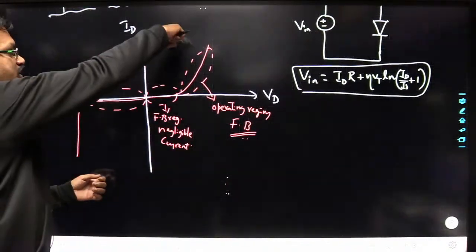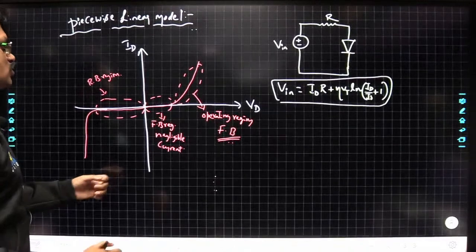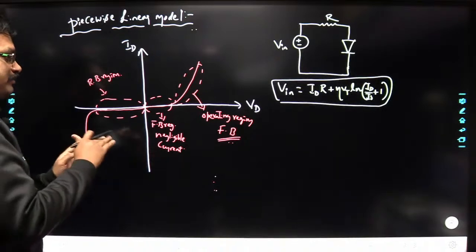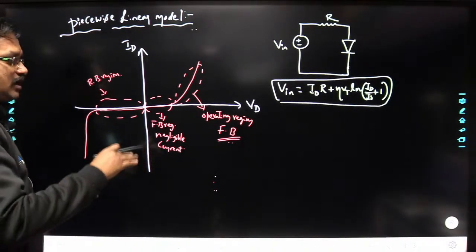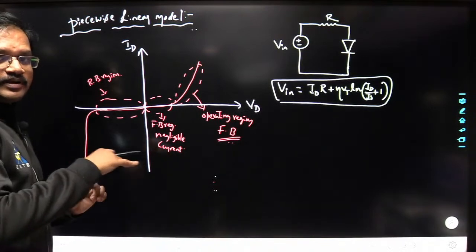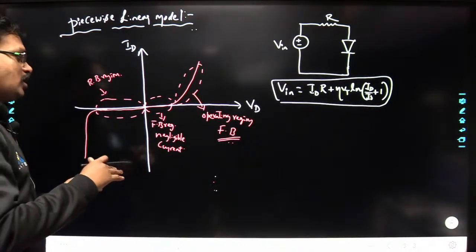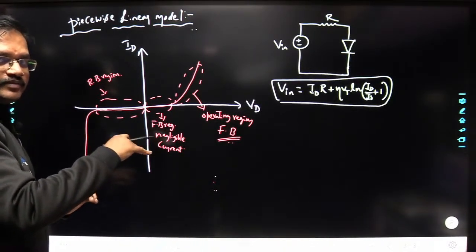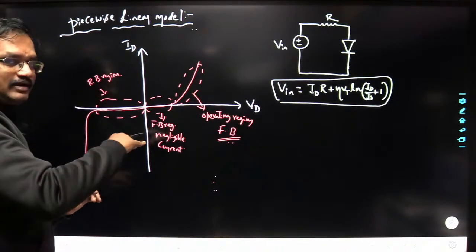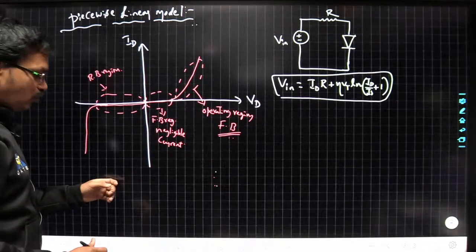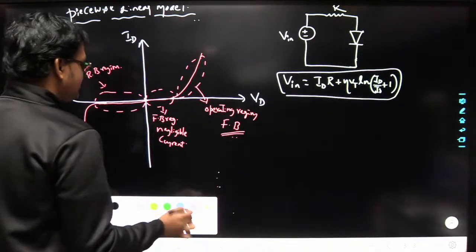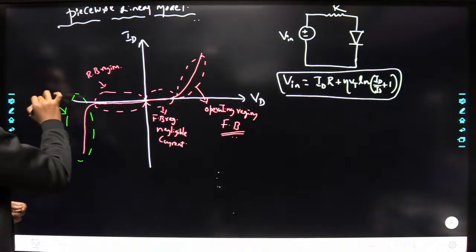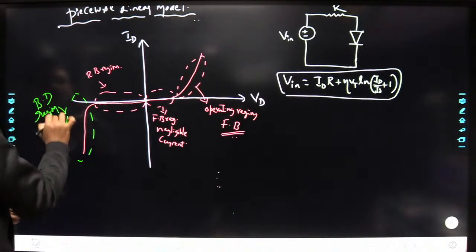Now I am taking all the different sections, and each and every section I am representing with a straight line. I am taking each section and linearizing it, representing it with some straight line in that section. How are we going to do that? See here. This region is the non-operating region. This is nothing but the breakdown region, that is the non-operating region.